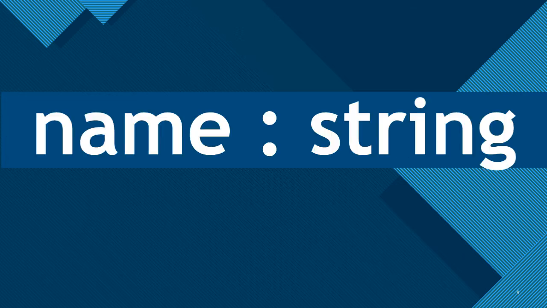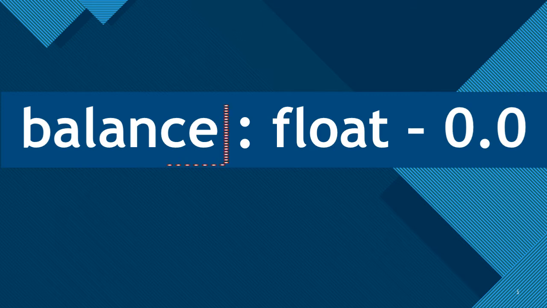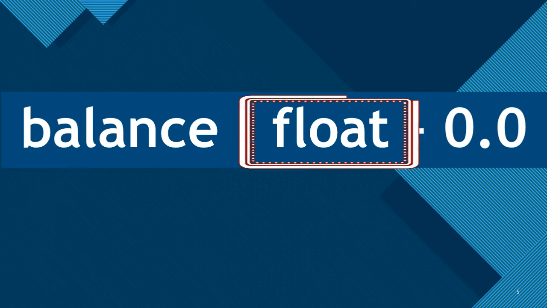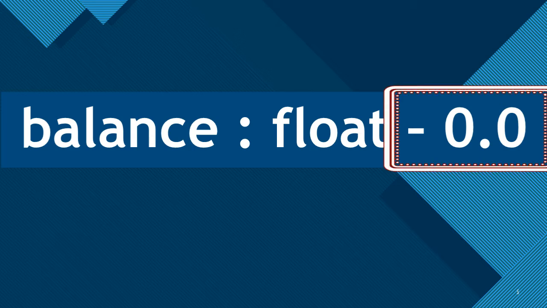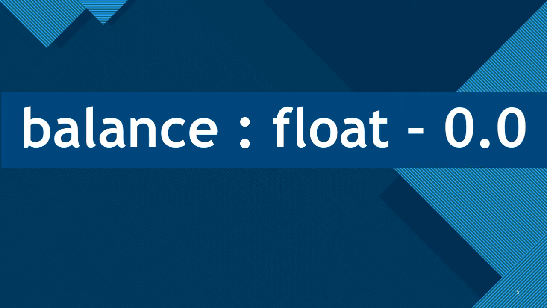Then this is another example, this attribute is balance, and the type of data is float. So float is the data type for numerical values. Okay, and this numerical value can have a fractional part also. So this is 0.0. Okay, for example 500.20, 500 rupees and 20 paise. So this is another example.